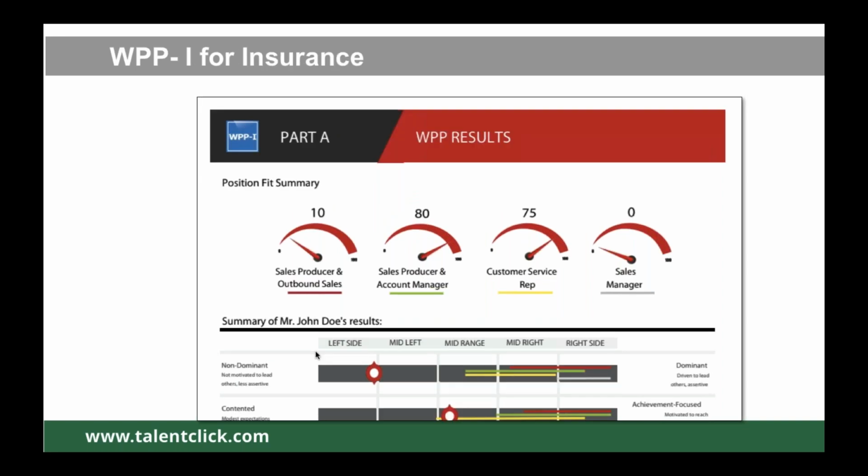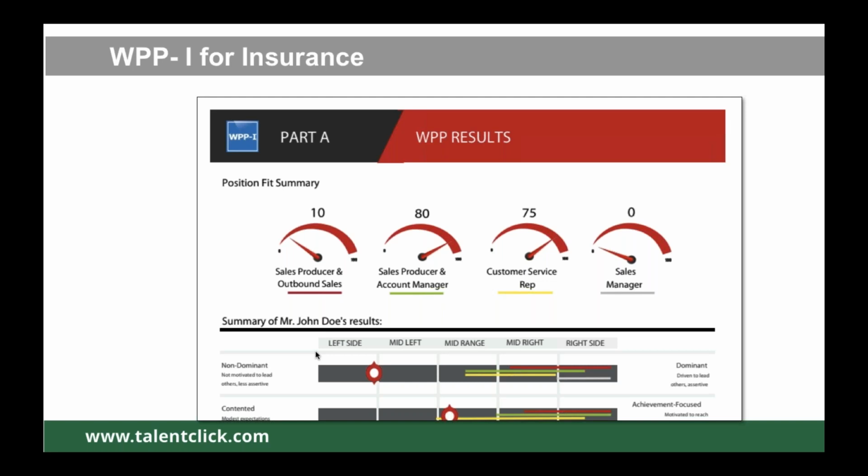Here's one that we did for insurance. This is actually for State Farm in the US. They have 18,000 agents in the US, I'm told. And we created a benchmark for these agents and the different roles that they have in their agencies throughout the US. So just at a glance, they can tell who is a fit for what roles.